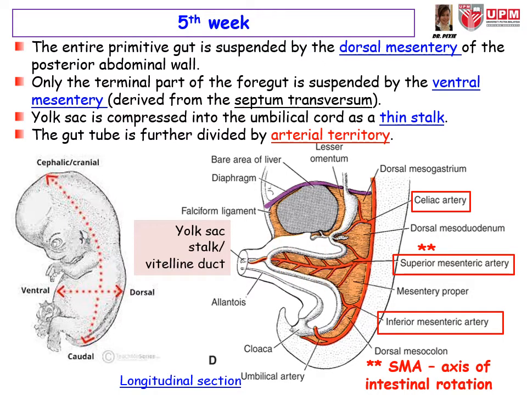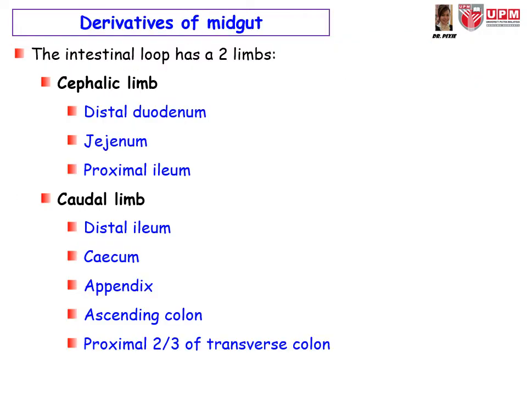So this is the slide that's summarizing the derivatives of the midgut, and I divide it into the derivatives according to the cephalic or cranial limb and the caudal limb. It is important to remember that the caudal limb gives rise to the distal part of the ileum, cecum, appendix, ascending colon, and the proximal two-thirds or the right two-thirds of the transverse colon.